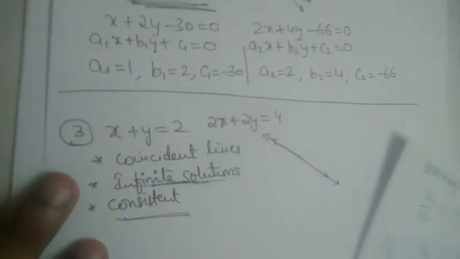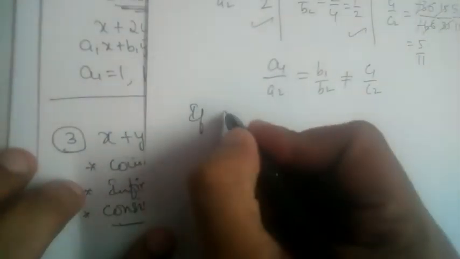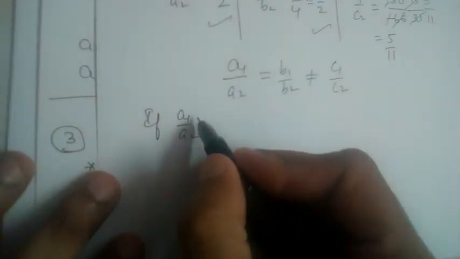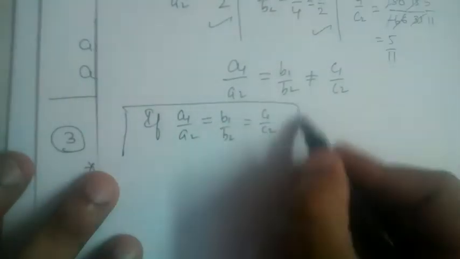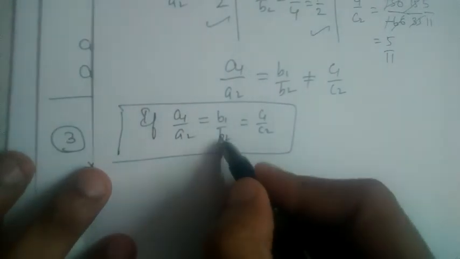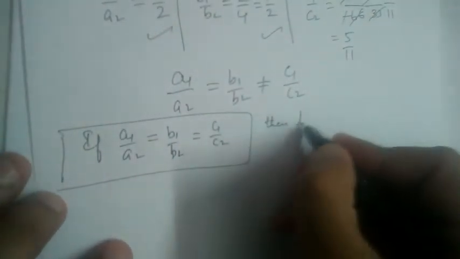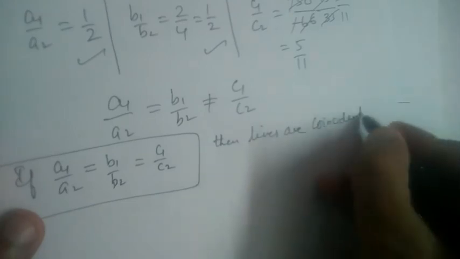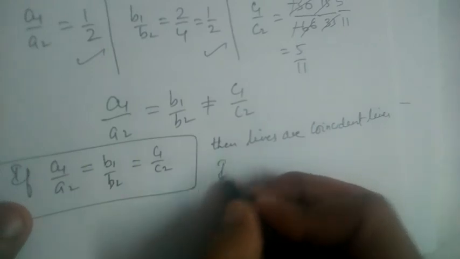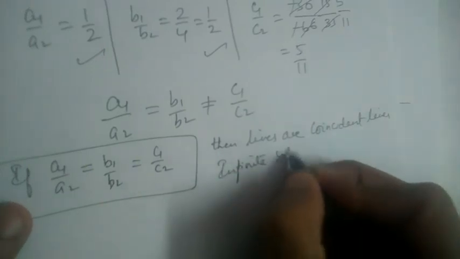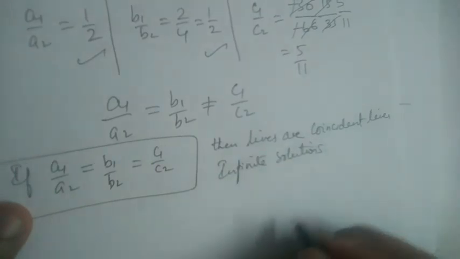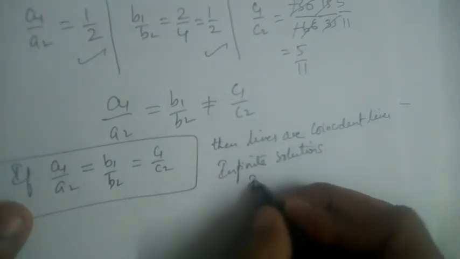Now, what will happen if all three ratios are equal? That means a1 by a2 is equal to b1 by b2 is equal to c1 by c2. What will happen if all these three ratios are equal? Then the lines are coincident lines. How many solutions will it have? Infinite solutions. All right, consistent or inconsistent? Sorry, consistent.